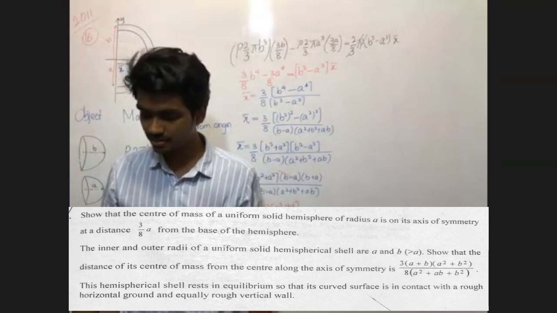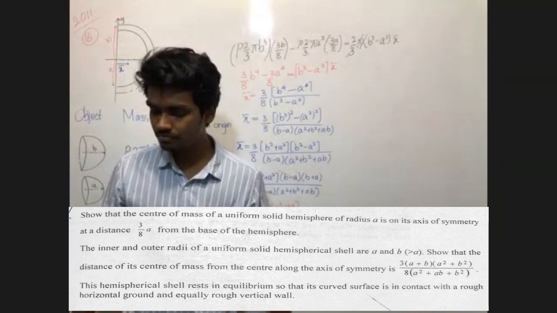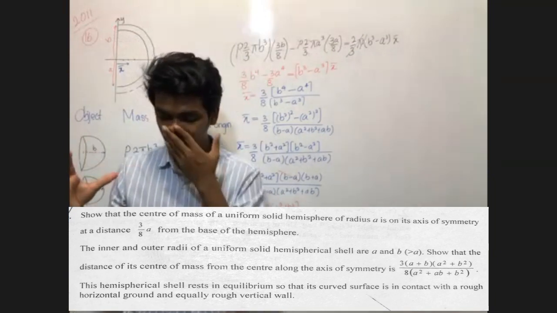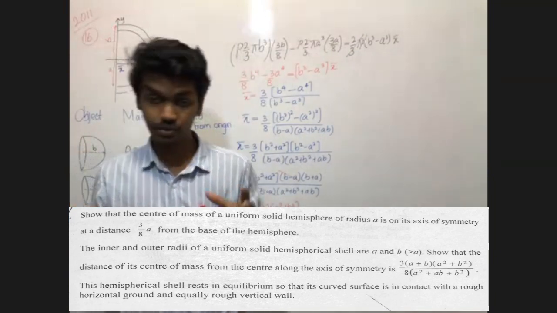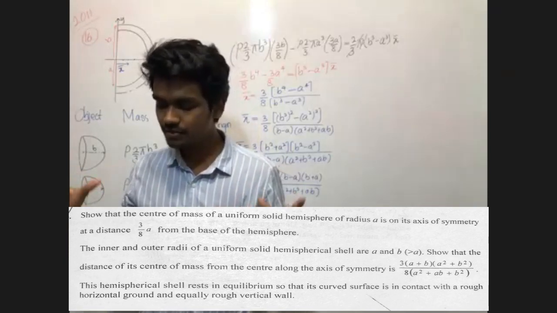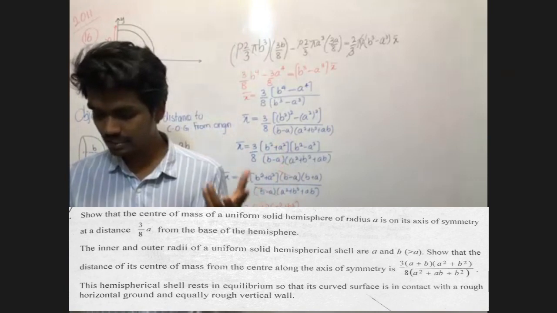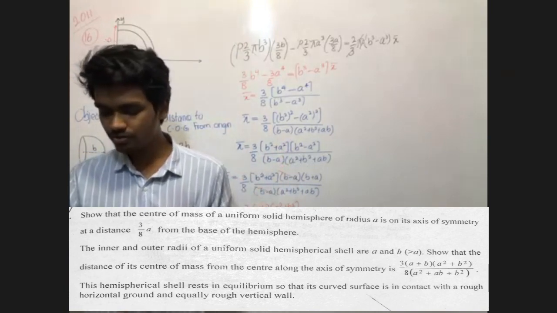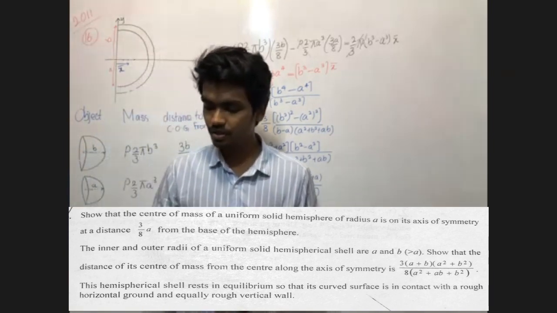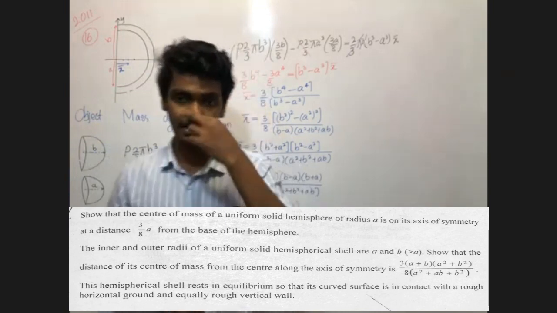The hemispherical shell rests in equilibrium so that its curved surface is in contact with rough horizontal ground and an equally rough vertical wall. So it's in equilibrium, right? Rough, okay, so the ground is rough.